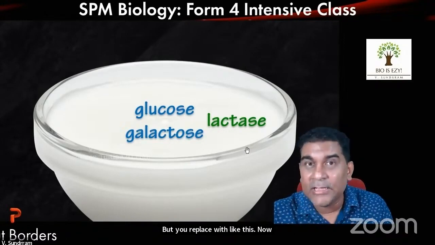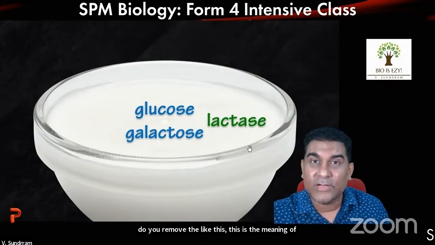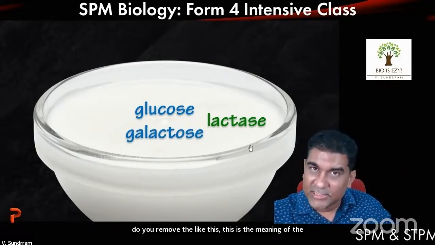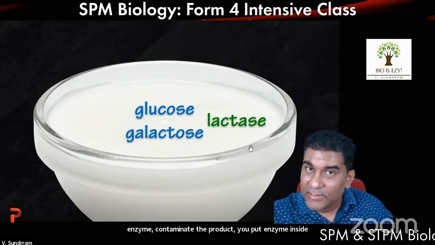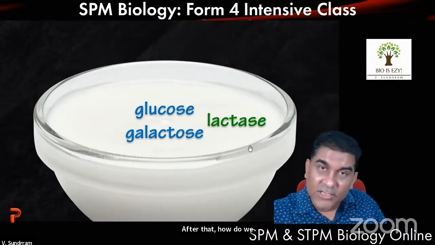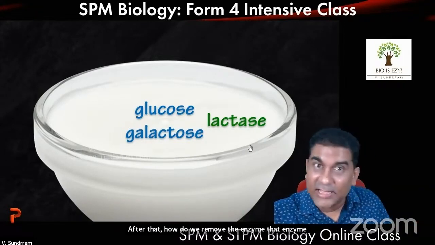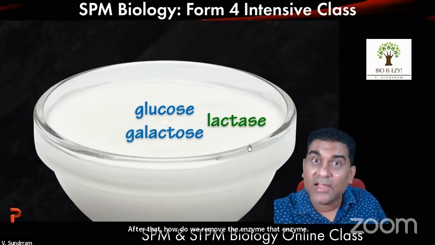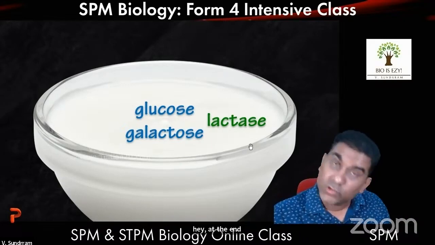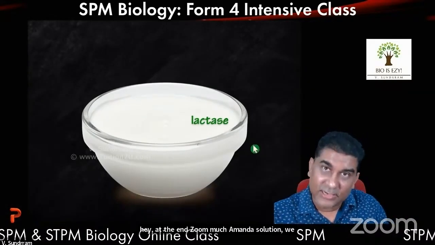This is the meaning of the enzyme contaminating the product. You put enzyme inside, they do a reaction. After that, how do we remove the enzyme? The enzyme contaminates the end product. It's in the end product. Hasil akhir ada enzim. Macam mana nak pisahkan tak tahu. Solution: we use immobilized enzyme.